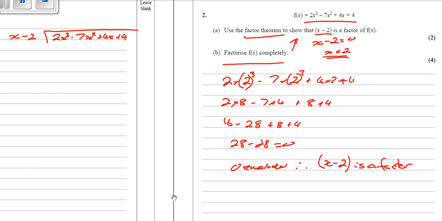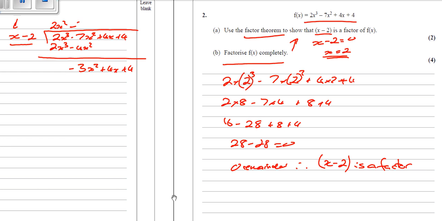So what do we need to multiply x by to get 2x cubed? That's going to be 2x squared. Then you multiply everything here by 2x squared. So 2x cubed minus 4x squared. Now just be careful when you're doing the subtraction. Obviously the 2x cubes go, but minus 7 take away minus 4 is going to be minus 3x squared. Bring the other stuff down, plus 4x plus 4.